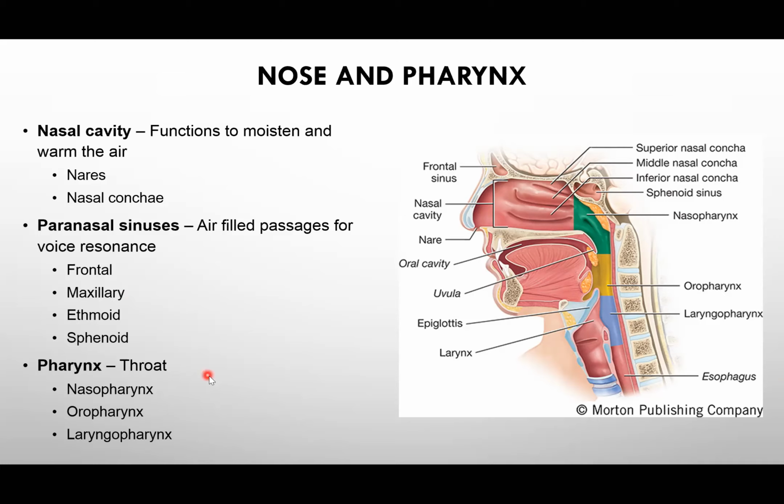Lastly is the pharynx, and the pharynx is also called the throat. And there are 3 subsections of the pharynx. The first section is the nasopharynx. And the nasopharynx is unique because this is the only one that's an air-only passageway. What I mean by that is if you look at the oropharynx and the laryngopharynx, these 2 are both connected to the mouth. So these 2 are both air and food pathways, whereas the nasopharynx is air only.